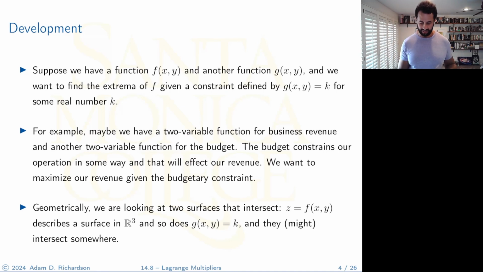Suppose we have a function f of x, y, and we've got another function g of x, y. And what we want to do is find the extrema of f given a constraint defined by this equation here, g equals k, for some real number k. So maybe as a non-abstract example, you could think of something related to business. What if we had a two-variable function for revenue and we had another two-variable function for the budget? Well, the budget constrains our operation in some way, so that's going to affect our revenue. And what we want to do is maximize our revenue given the budgetary constraint.